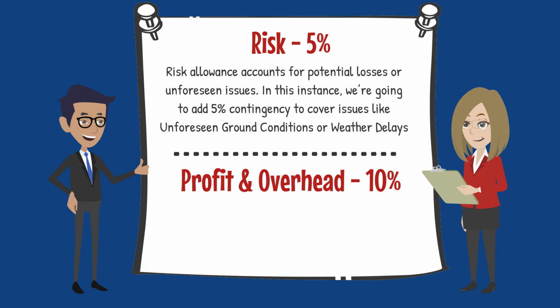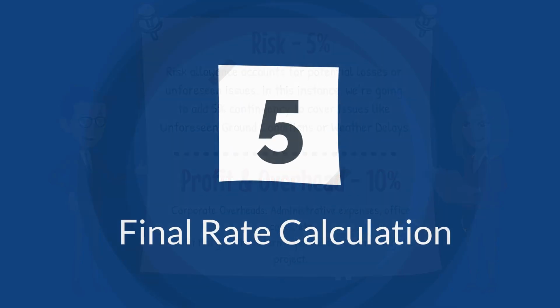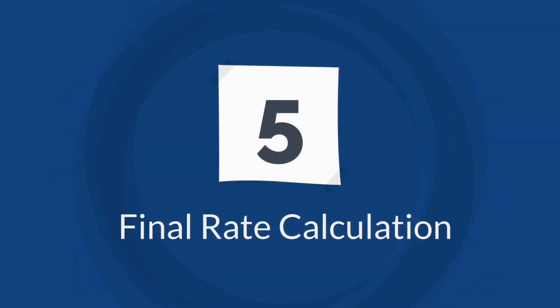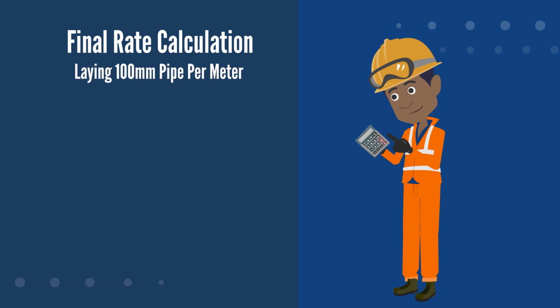Let's assume a 10% fee, which covers corporate overhead, administrative expenses, office costs, etc., and profit margin, the return expected for undertaking the project. Finally, step 5, tying it all together. Let's use everything we discussed in previous steps to produce our final linear rate for laying 100mm pipe.